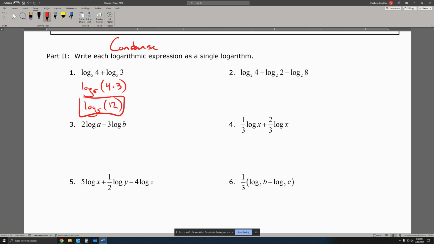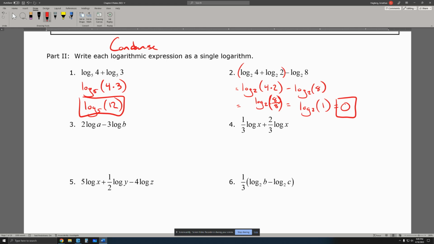Number 2, I notice that we'll start with this right here, and then we'll subtract that at the end. So we have log base 2 of 4 times 2, and then minus log base 2 of 8. Well, this is equal to log base 2 of 8, and then minus log base 2 of 8 would mean that we divide those arguments. So this is equal to log base 2 of 1. And so what we have here is anything, log base anything of 1 is equal to 0. So this evaluates to just 0.